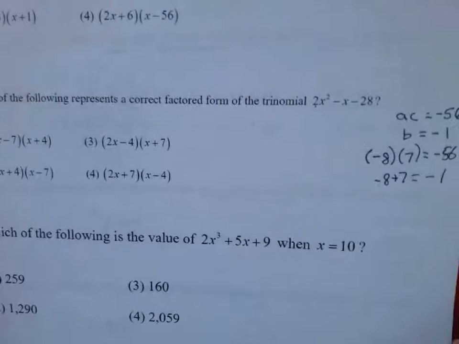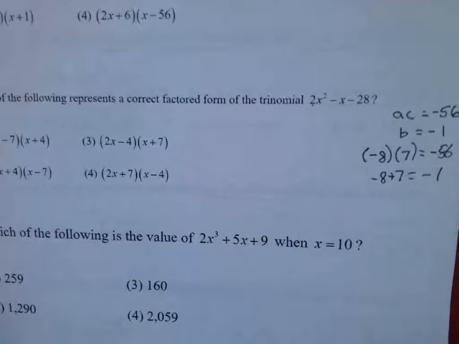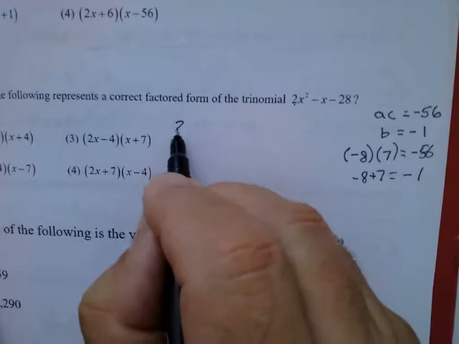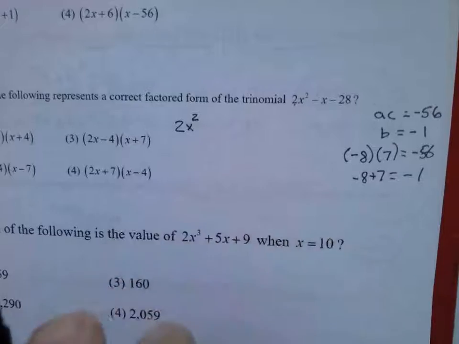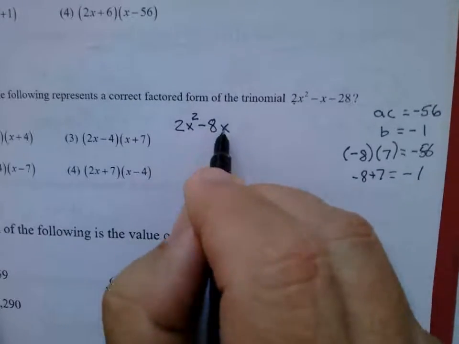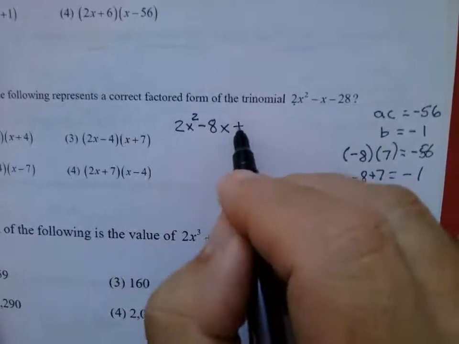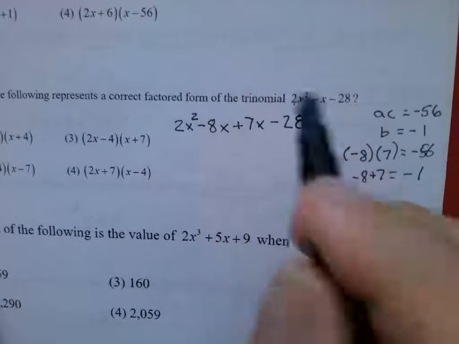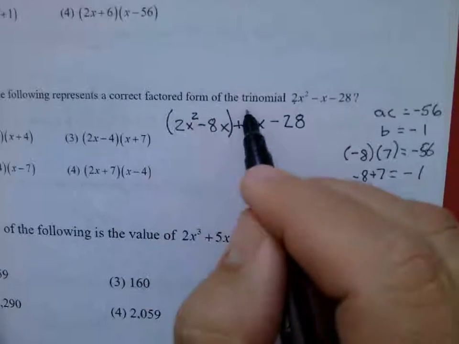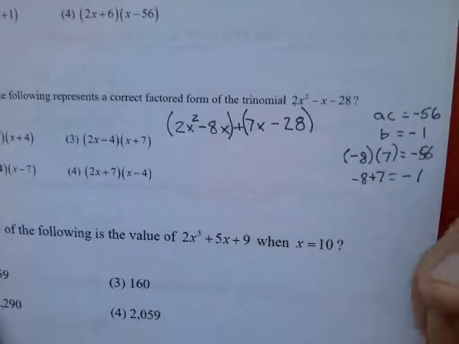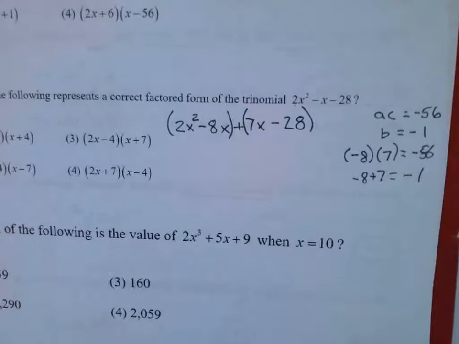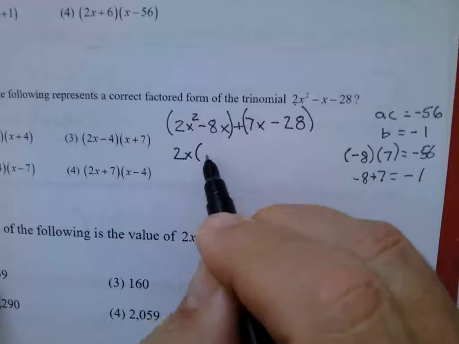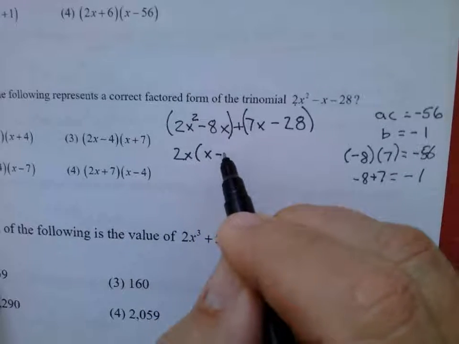Now I'm going to split it down the middle. So I'm going to get 2x squared minus 8x plus 7x minus 28. And then I'm going to do two factor by groupings. This has a common factor of 2x. This becomes x minus 4.